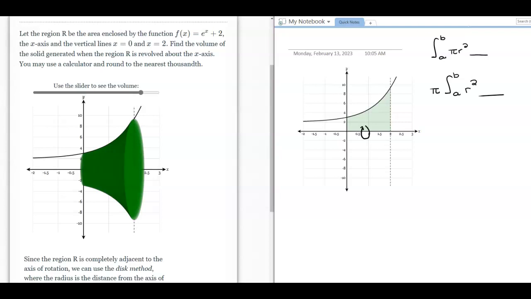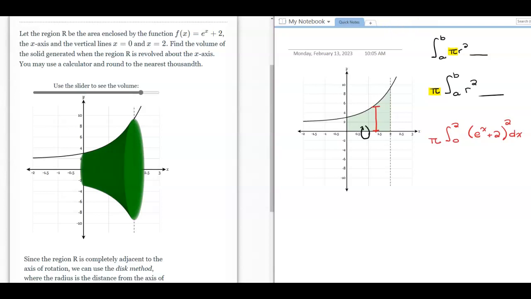Notice because pi is a constant, you can go ahead and pull that out of the integral. So for our volume here, we have pi. We are integrating from 0 to 2. And our radius here is simply this distance, which is represented by our function. So this will be (e to the x plus 2) squared, and then finally dx.